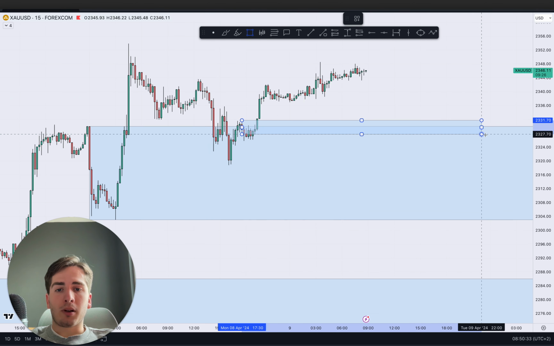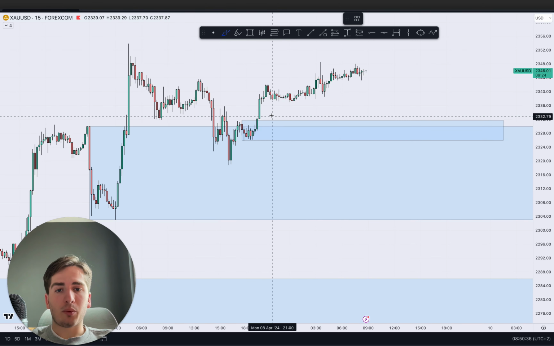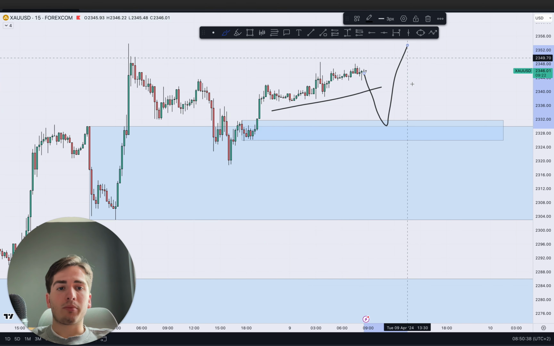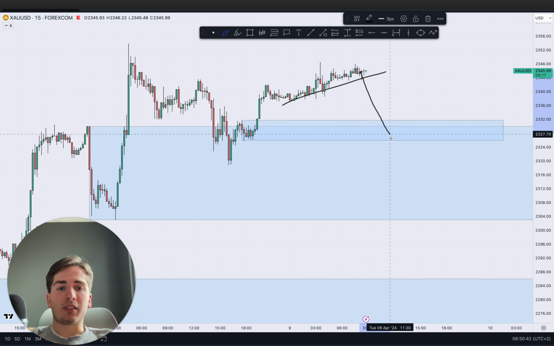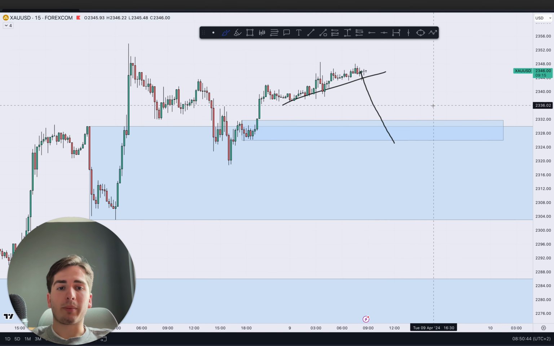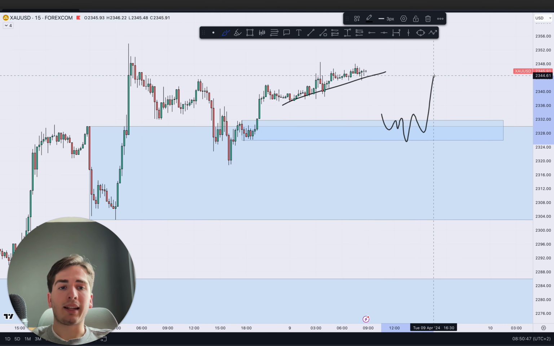I got some demand situated over here with some liquidity building up beneath these lows. So maybe something like this would be nice. Keep my eyes open for that. If we see some kind of quick drop, then look for longs from here, if we see a momentum shift inside of that demand zone being created.